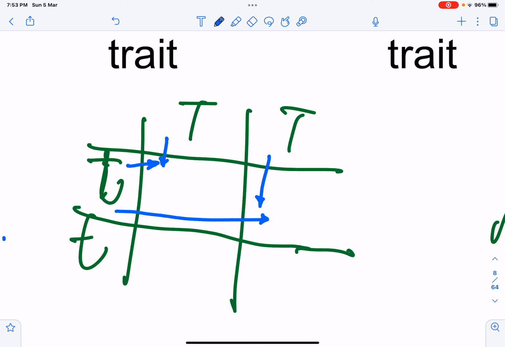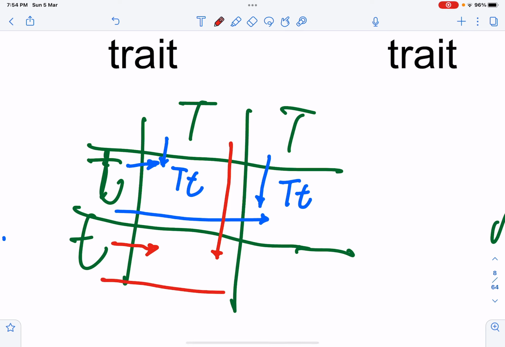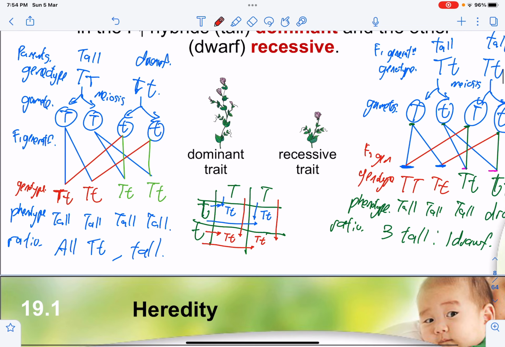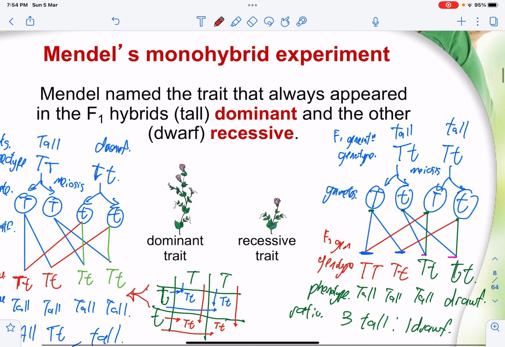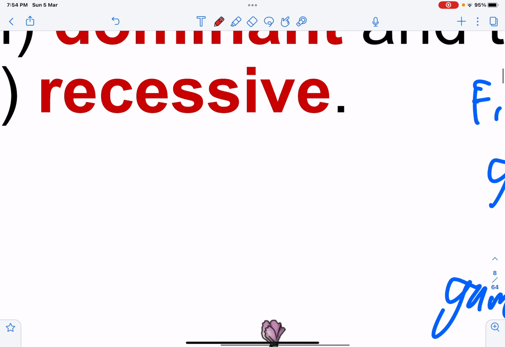Down. So this is capital T, small t, capital T, small t. Then the other one, so this becomes capital T, small t, capital T, small t. And what you can see is all of them are the same as this one. Okay, if you are looking at the other one, then the ratio will be something like that.